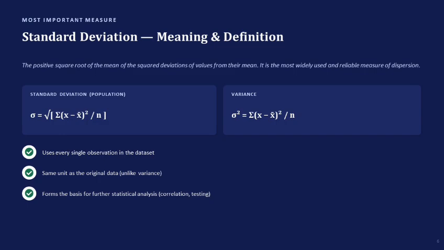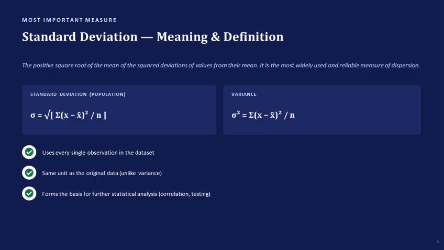Now the meaning and definition of standard deviation. It is the positive square root of the mean of the square deviations of values from their mean. It is the most widely used and reliable measure of dispersion. The formula for standard deviation is sigma is equal to root over summation of X minus X bar the whole square divided by N. And the variance is sigma square is equal to summation of X minus X bar the whole square divided by N.